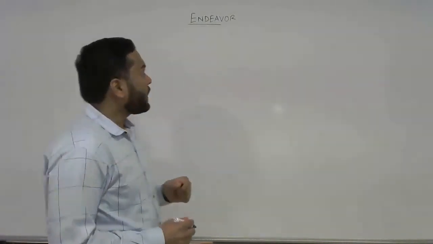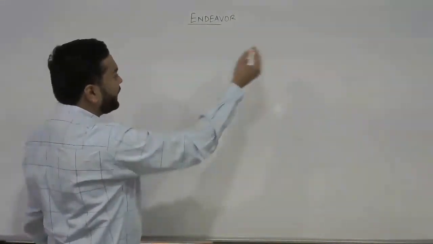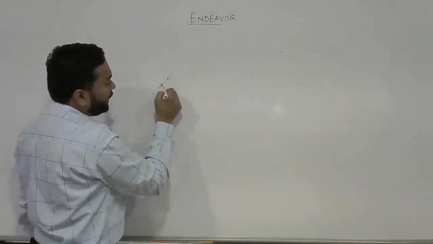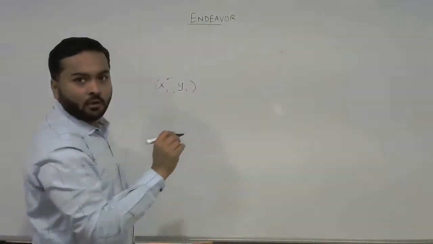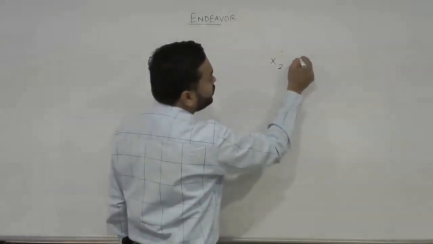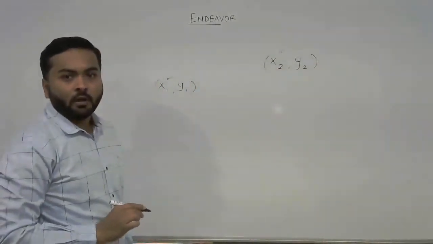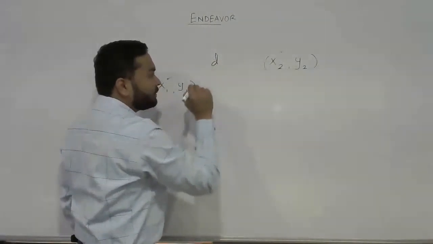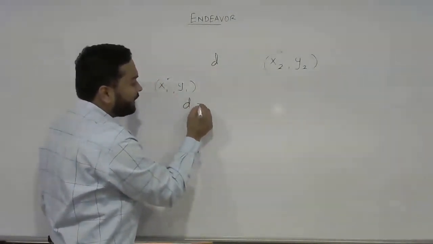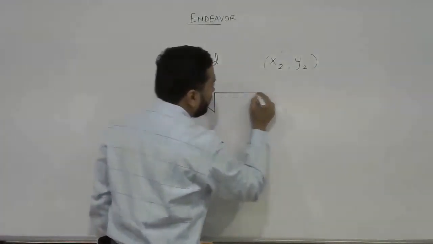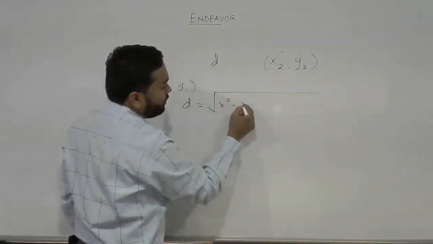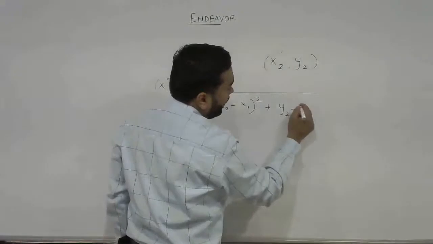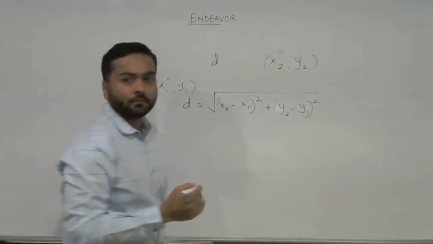Let us start with a very basic concept. Between these 2 points, let's say this point is (x1, y1) and this point is (x2, y2). If I want to find the distance between these 2 points, and let the distance be denoted by d, then this distance d is given by the square root of (x2 minus x1) the whole squared plus (y2 minus y1) the whole squared.